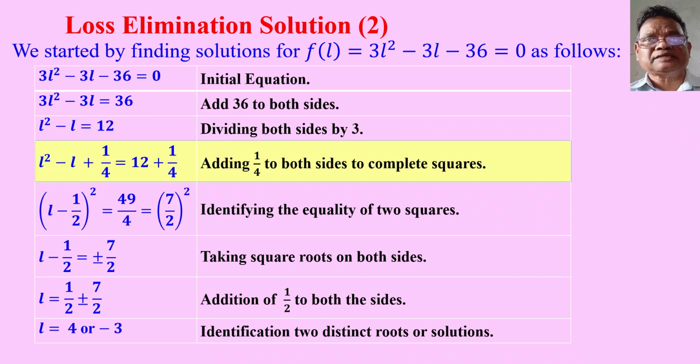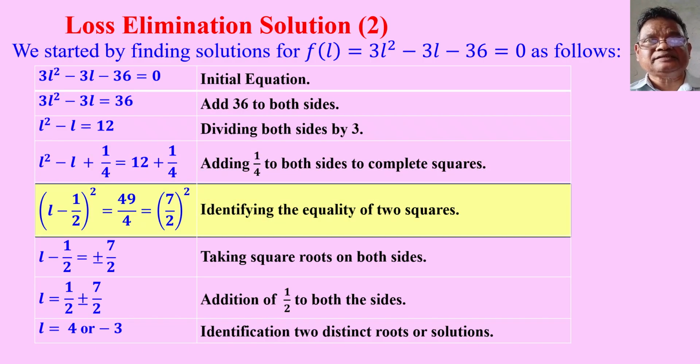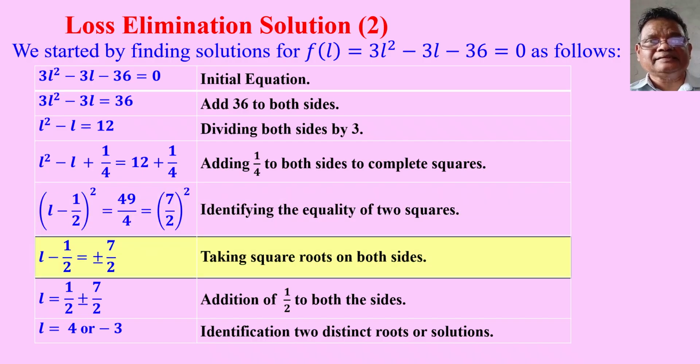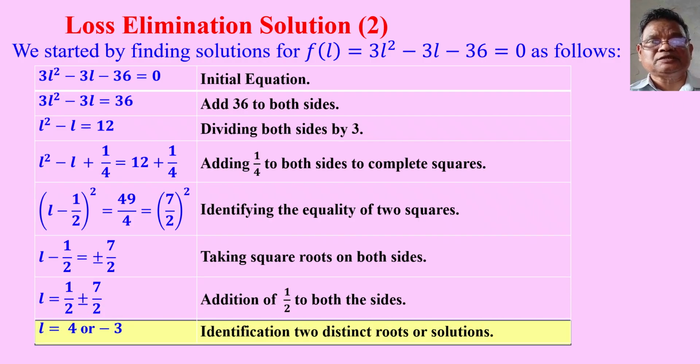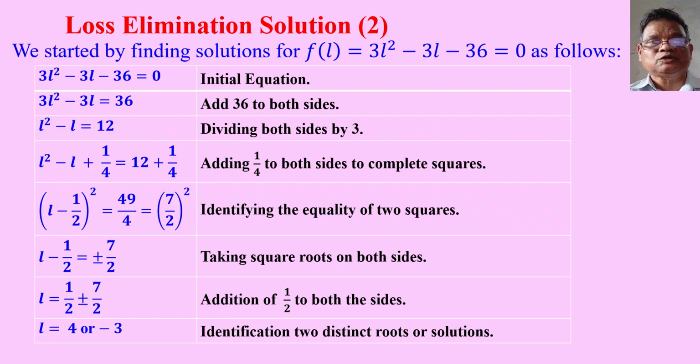We add a quarter to both sides to complete squares and we get L squared minus L plus a quarter is equal to 12 plus a quarter. Identifying the equality of two squares, we get L minus half whole thing squared is equal to 7 by 2 whole thing squared. Hence, taking square roots on both sides, we have L minus half is equal to plus or minus 7 by 2. Hence, add half to both the sides to get L is equal to half plus or minus 7 by 2. In identifying two distinct roots, we simplify to get L is equal to 4 or minus 3.